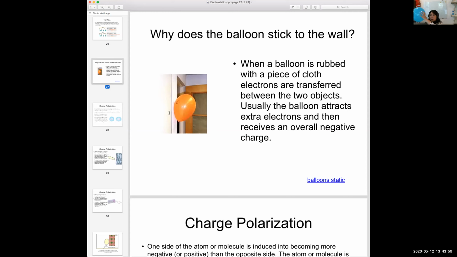So why does the balloon stick to the wall? By rubbing the balloon, you charge it. By rubbing it, it's negatively charged. And then this negatively charged balloon sticks to the wall, right?